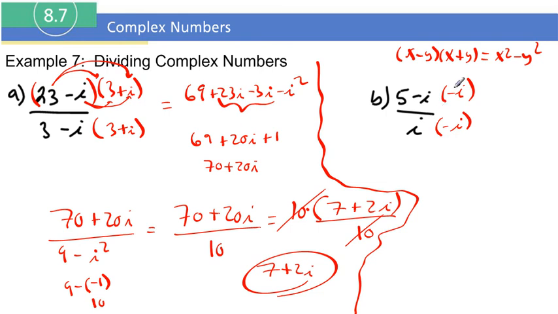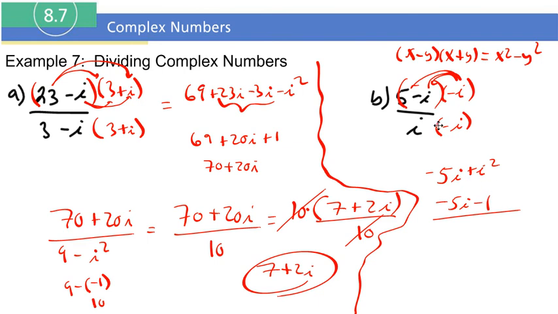All right. So let's do the numerator first. 5 minus i times negative i. So let's go ahead and do the distributive property. So negative i times 5 is a negative 5i. And then negative i times the negative i is a positive i squared. And if we clean this up right here, i squared is negative 1, so we have negative 5i minus 1. Okay, so that's the whole top. The entire numerator can be written as negative 5i minus 1.